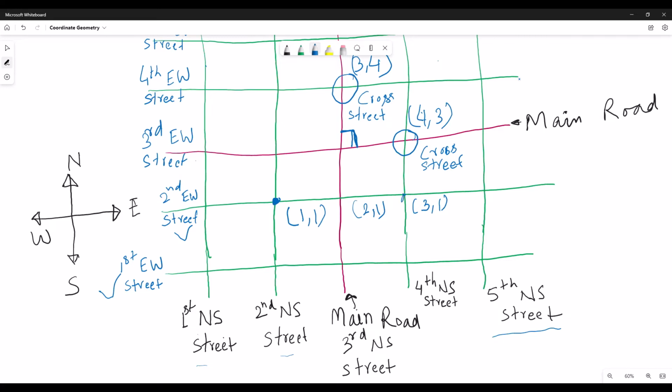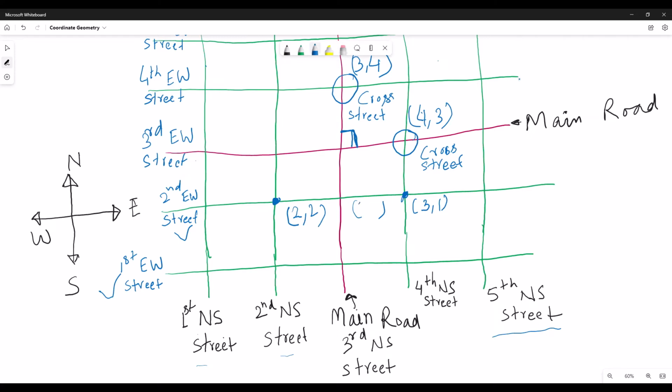So if you have been told to go to the crossing of third, fourth street, sorry, I have done something wrong here. Okay, 2, 2.